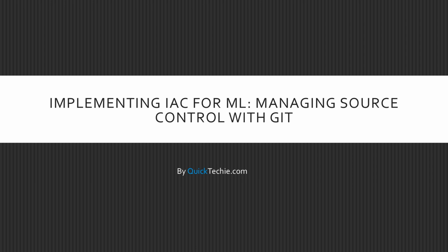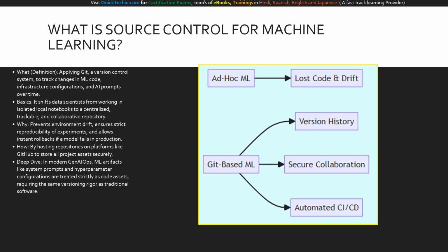Welcome, everyone. As we move our machine learning models from manual experimentation to automated production, we need the rigor of software engineering. Today, we will master how to manage machine learning source control using Git and GitHub. Welcome to our first topic. What exactly does source control mean for machine learning?